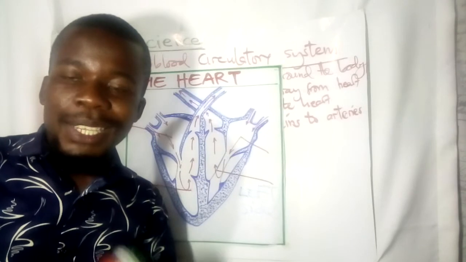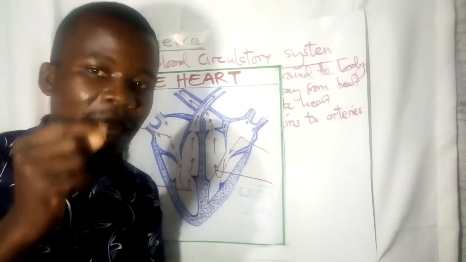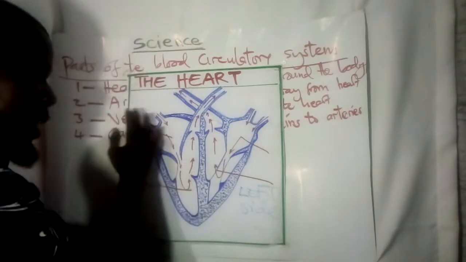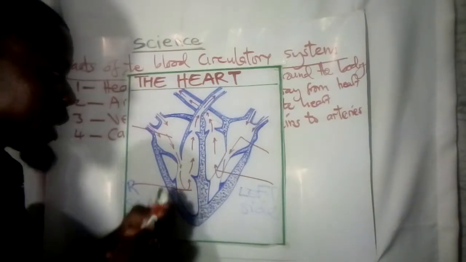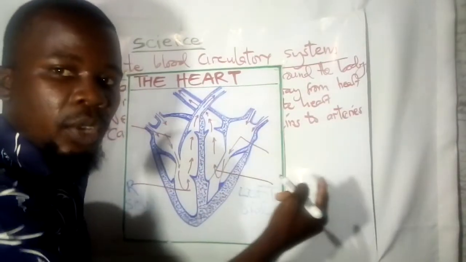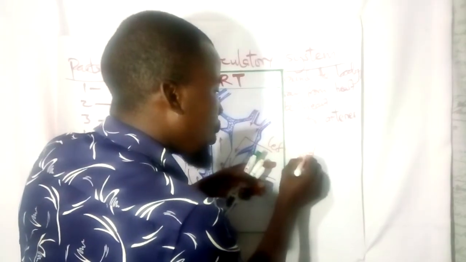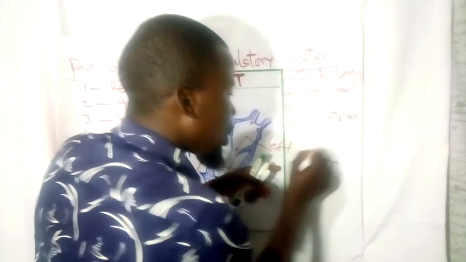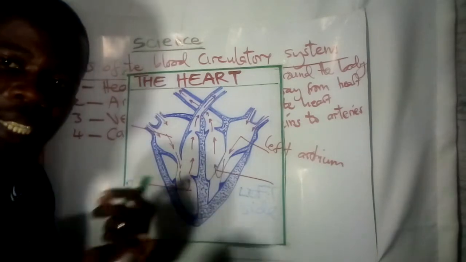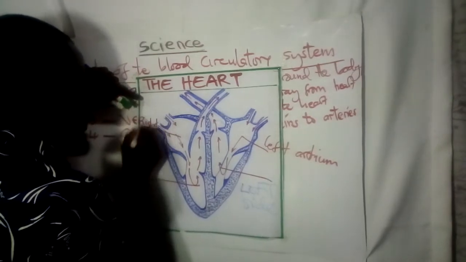So what if someone asks which atrium, which ventricle? We'll have to position them using the sides. This is left side and this is right side. So we will say this one is an atrium, but of which side? Of the left side. So it will be called left atrium. And this one as well is an atrium, but of which side? The right side. So this one is the right atrium.